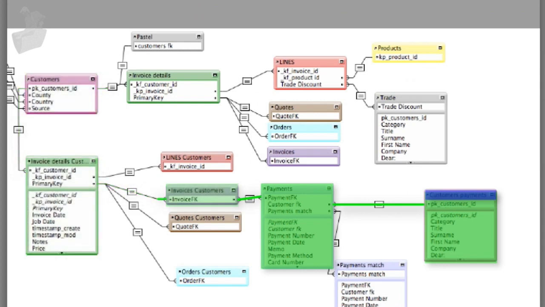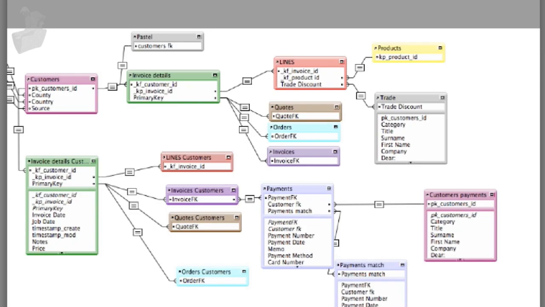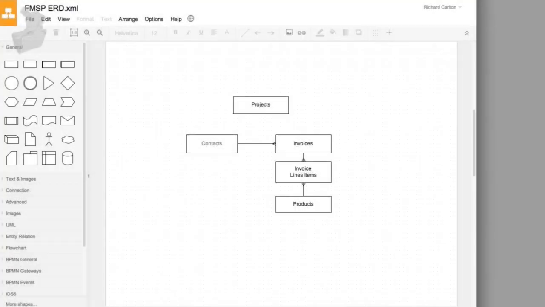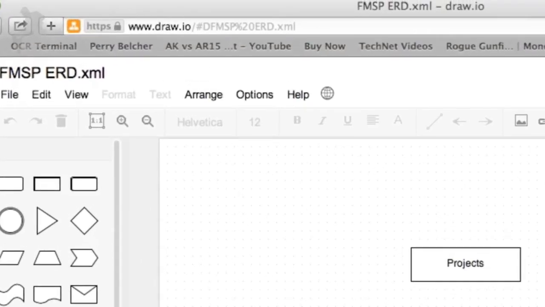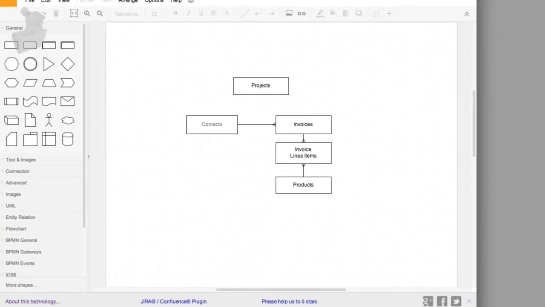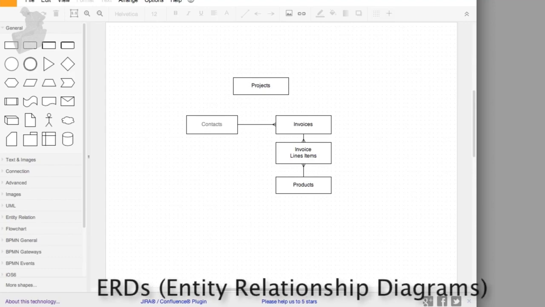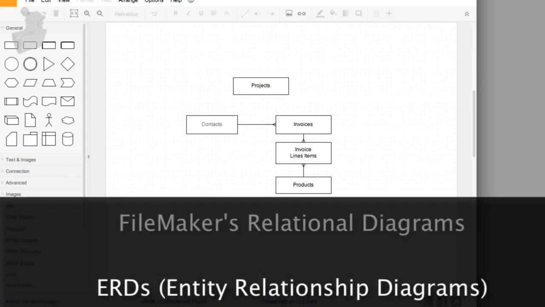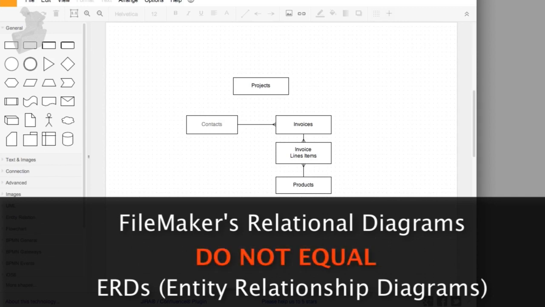Now that we've talked about relationship diagram a little bit, I want to show you what the industry uses to design and model relational databases. Here I'm accessing a free online app called Draw.io. This is a free online application that you can fire up that's really helpful in drawing entity relationship diagrams, or ERDs. Now, ERDs, while they look somewhat similar to the relational diagrams with TOs that you saw within FileMaker, ERDs are decidedly not the same thing.